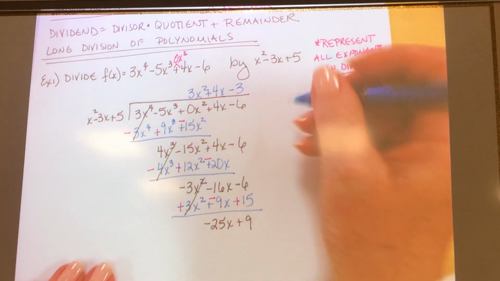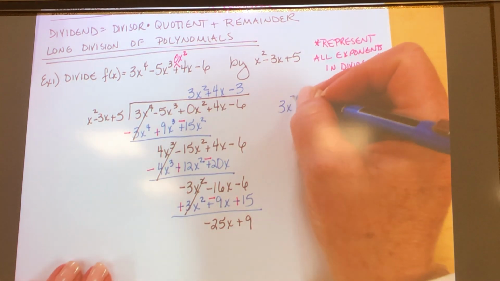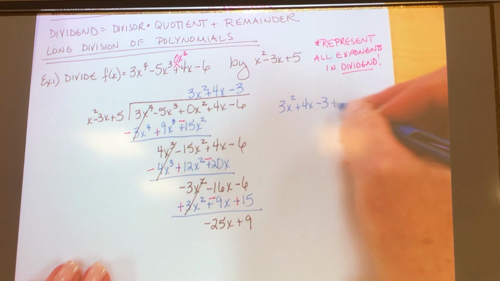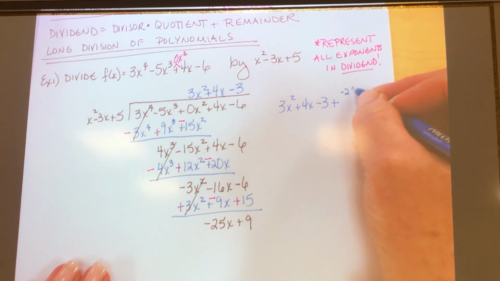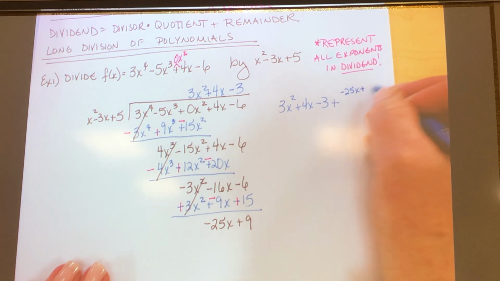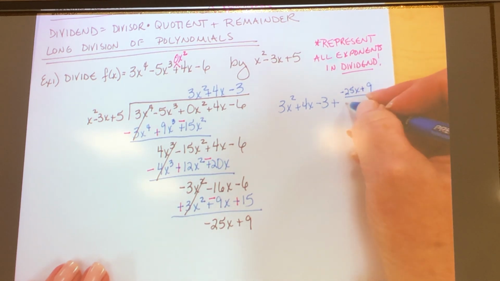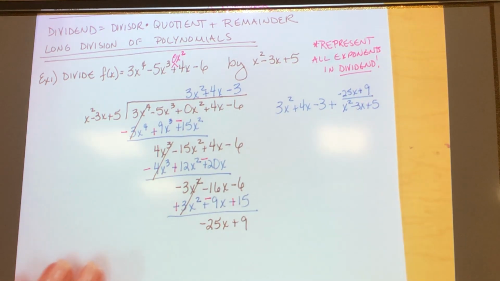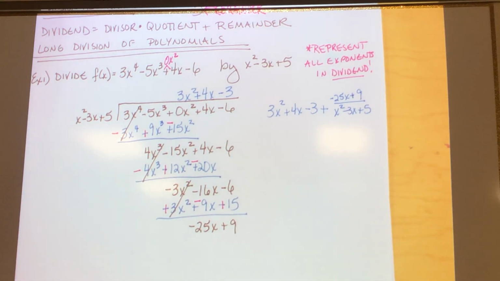So here's my answer. 3x squared plus 4x minus 3 plus negative 25x plus 9 over x squared minus 3x plus 5. That's the whole answer. That's the way I want your answer written.